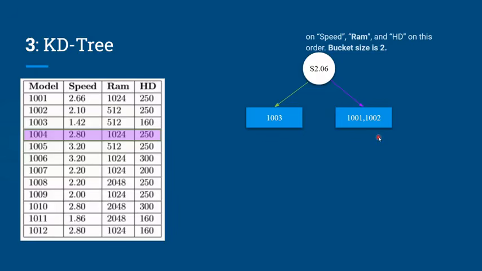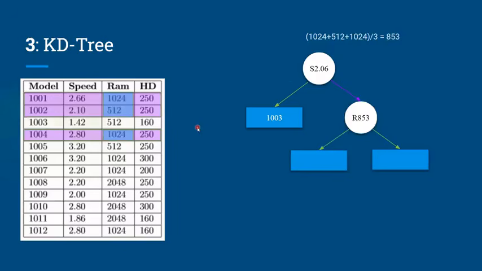We divide it and we take the mean average of the RAM values. Why in this case? Because now we're taking our index in this order of consideration: speed, and then RAM, then HD. We already considered speed above, so at this point we'll be considering RAM. So we have 101, 102, and 104 to be placed. And we take into consideration the RAM, so 1024 plus 512 plus 1024, all of those added up, divided by 3, taking the mean average, we get 853. RAM 853 here refers to the RAM values.